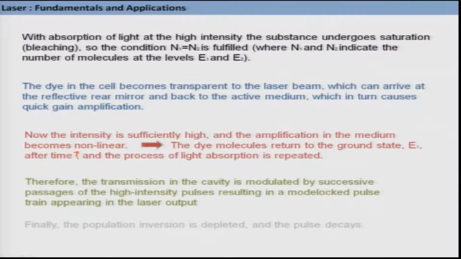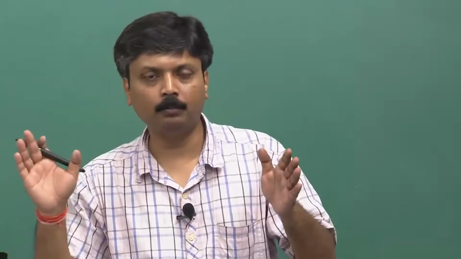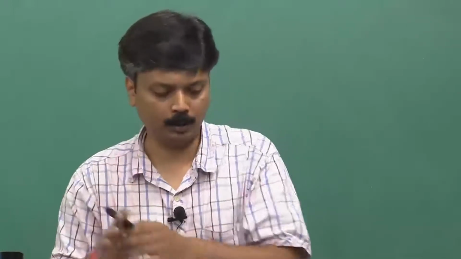After its lifetime it comes back to the ground state, and then we repeat the same process. So what we do, we first make it opaque, and then at a particular threshold value it becomes transparent, and I have extremely high gain, and I get a laser output, and after its lifetime the excited dye molecules will come back to the ground state. Again it will be opaque to the incoming light, and again after some time it will be transparent. So this process will keep going. I will get a repetition of pulses, and these pulses will be shorter and shorter and shorter.